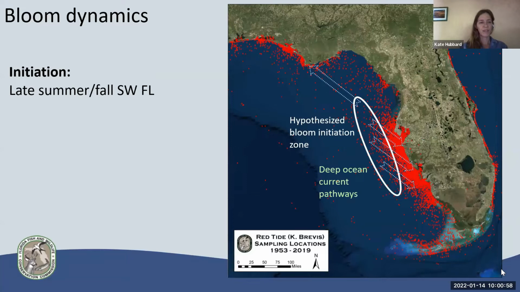I mentioned this initiation that occurs in the late summer or the fall. We have a hypothesized bloom initiation zone that sits offshore, and it expands from off of the Big Bend region south, encompassing the greater Tampa Bay region, and then also further south to roughly offshore of Sanibel. That is really important because the deep ocean is where these blooms initiate, and those currents are really important for pushing the cells towards shore. Next slide.